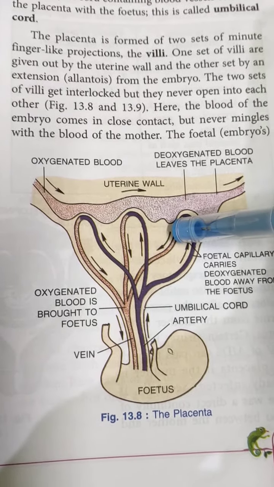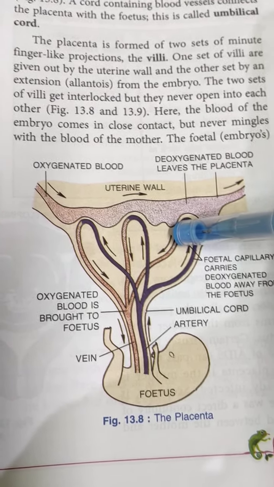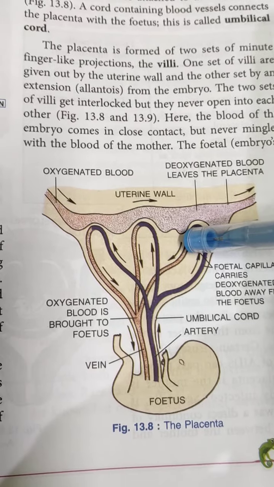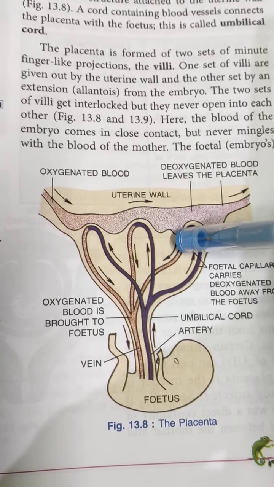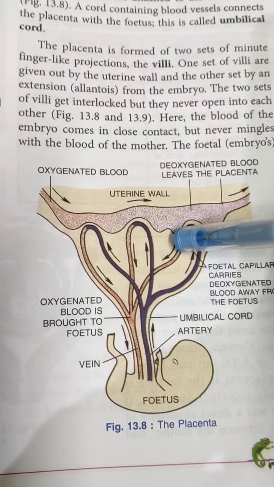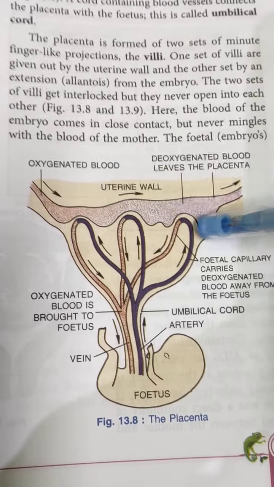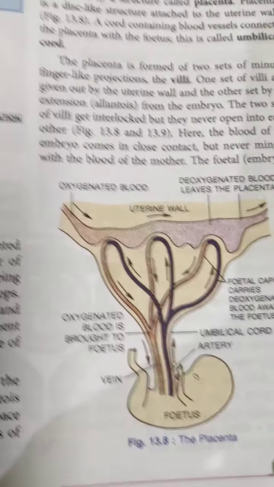One set of villi are given out by the uterine wall and the other set by an extension from the embryo, which we call as allantois. The two sets get interlocked, but they never open into each other. So that is why it never mingles with the blood of the mother, because you know blood of the mother can be infected also, right?